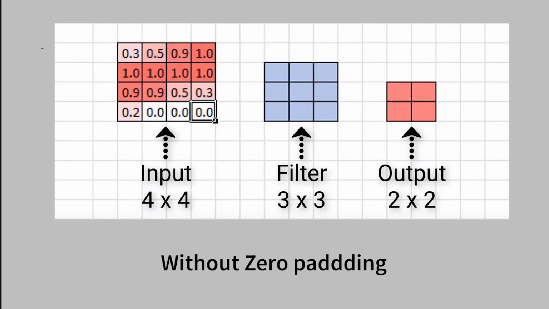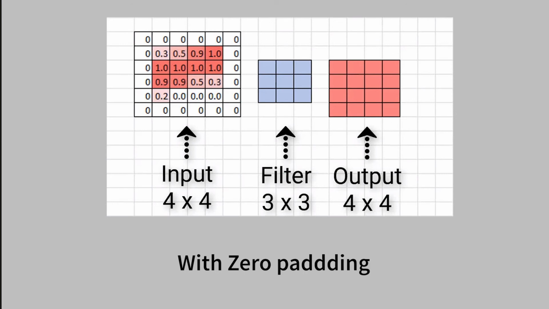First is zero padding. While convolving through an image matrix of 4 cross 4, the size of the filter is 3 cross 3 and we are moving one column or row at a time. The output is reduced to a 2 cross 2 matrix. This is the loss of data. To stop this, we add extra rows and columns of zeros so that while convolving through the image, we can prevent data loss.